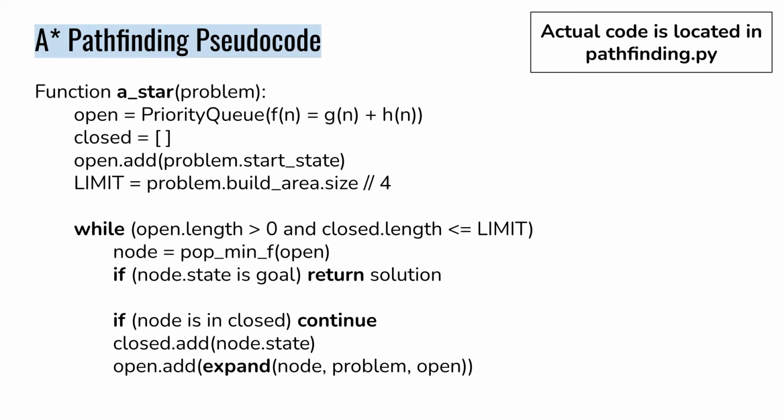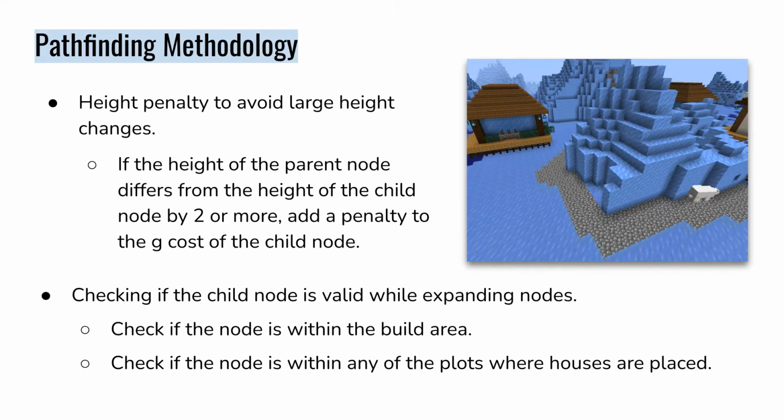A subproblem for our pathfinding was avoiding large height changes in paths so that they are easily walkable for players. In order to achieve this, we added a height penalty to our pathfinding. If the height of the parent node differs from the height of its child node by 2 or more, then we add a penalty to the g-cost of the child node based on this height difference. We can see that this works in the image shown where the path goes around the tall placement of ice instead of going over it.